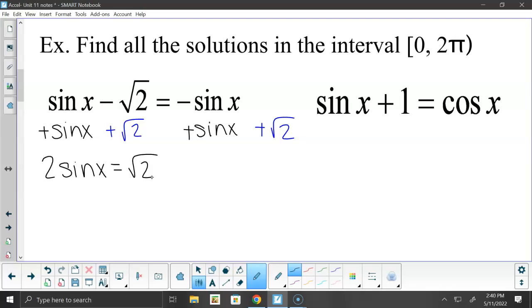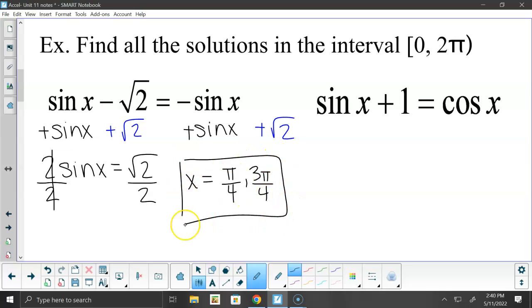What else do I need to do to get sine of x by itself? Yep, divide by 2. And remember how I kept harping about you better know your unit circle? Your answer is, where on the unit circle does sine of x equal root 2 over 2? Pi over 4. Yep, 3 pi over 4.